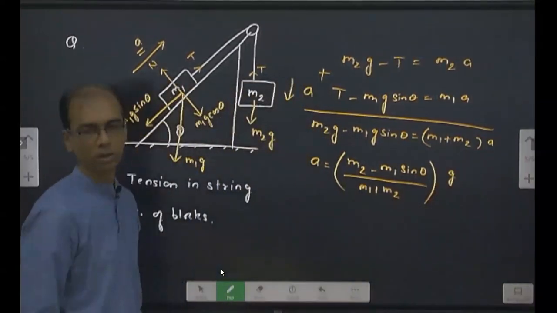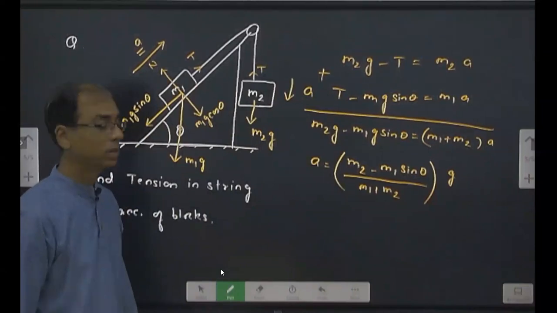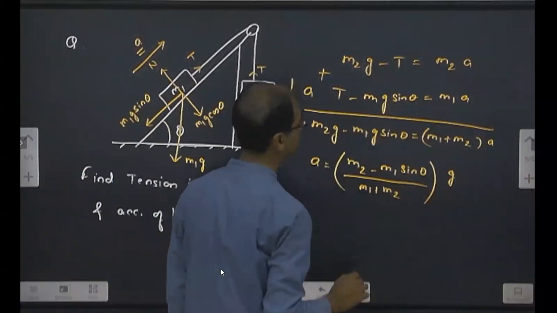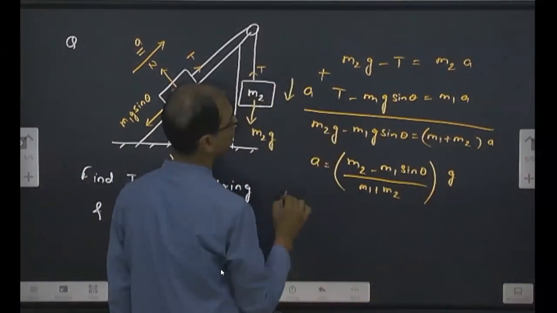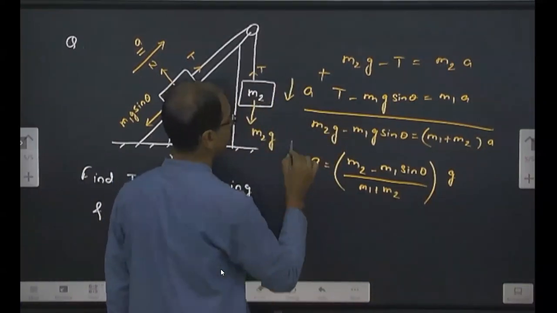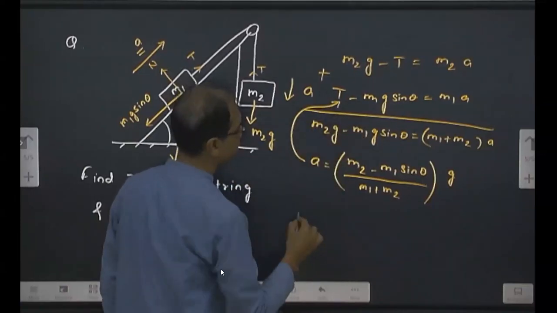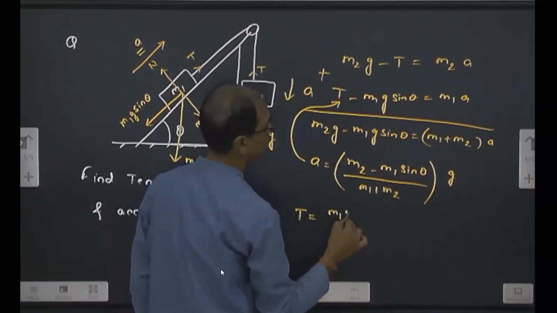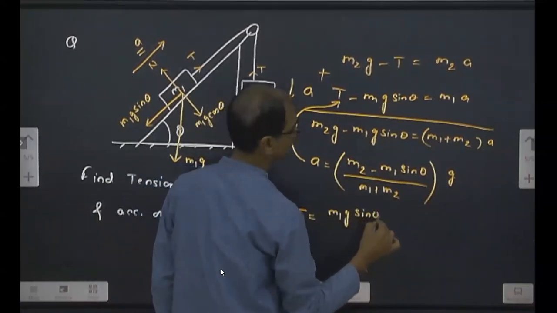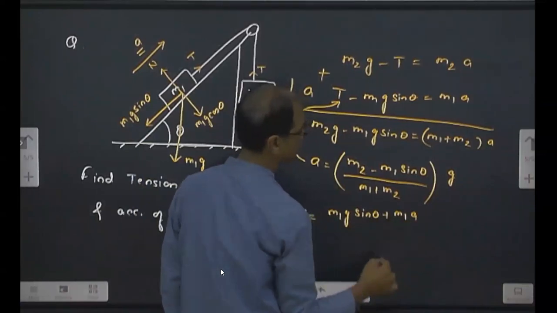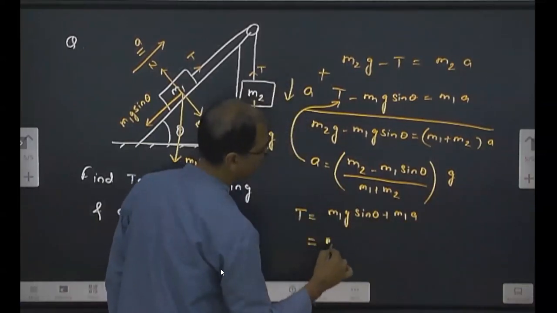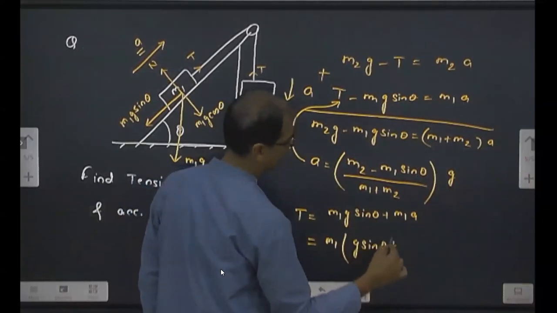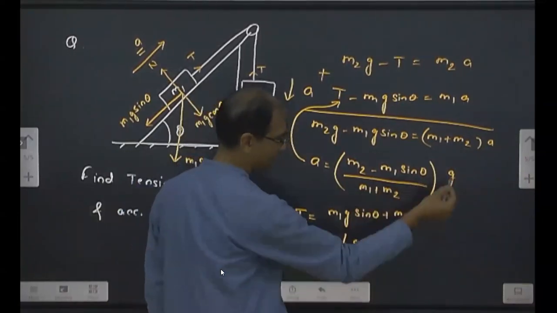This is the acceleration. Same way, what about tension? This acceleration value we have to put in this one or this one. Okay. So suppose I am putting it in the second one here. So T, this one goes to that side, M1G sin theta plus M1A. Okay, M1 you take common. G sin theta plus A, and A is this. So I'm multiplying this, okay?